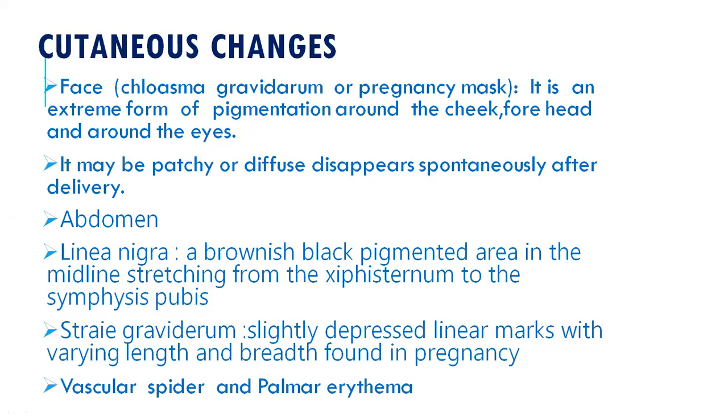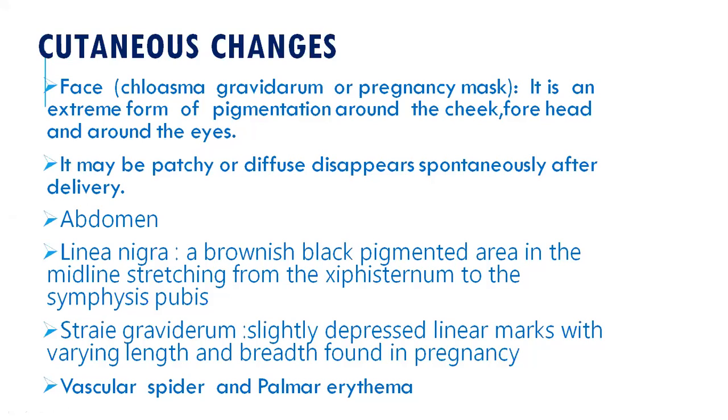So what are the skin changes? On the face, it is all about pigmentation. There is some pigmentation occurring around the cheek, forehead, and around the eyes. It is called chloasma gravidarum or pregnancy mask. Sometimes it is diffuse or sometimes it is patchy, and it disappears spontaneously after delivery.